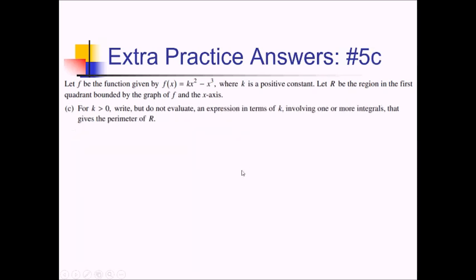For this last part of the problem, they want to write but not evaluate an expression in terms of k with one or more integrals that tells us the perimeter of R. Well, R is bounded by, again, the graph of f and the x-axis. So to get the perimeter of R, we just have to add up the length of these two boundaries. So we're going to have the easy one first we'll talk about. That's going to be the x-axis. So that's just going to be our x-axis distance from 0 to k. Plus, we're going to have to add up the arc length of the function f.